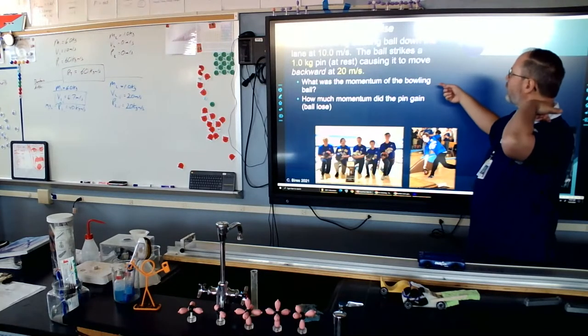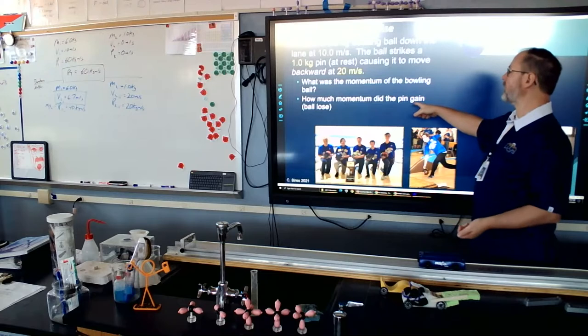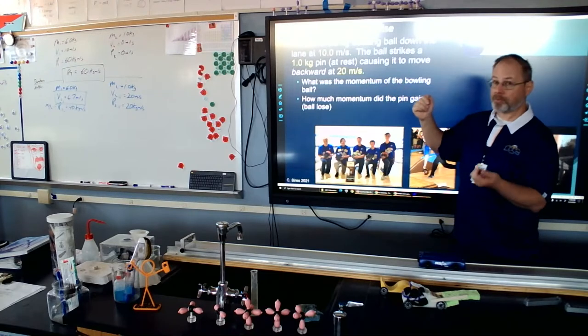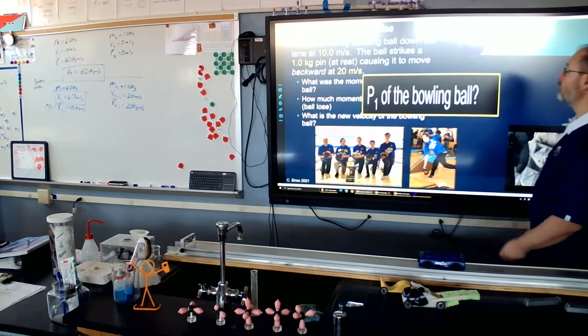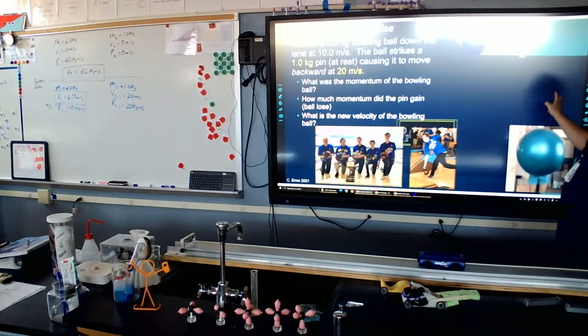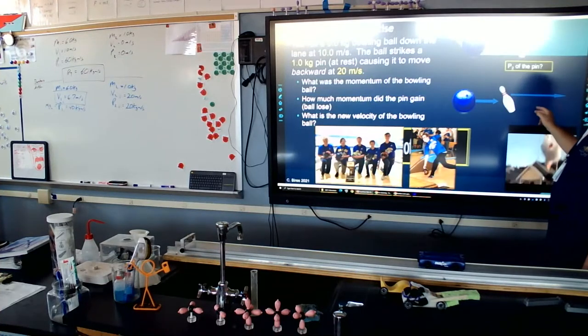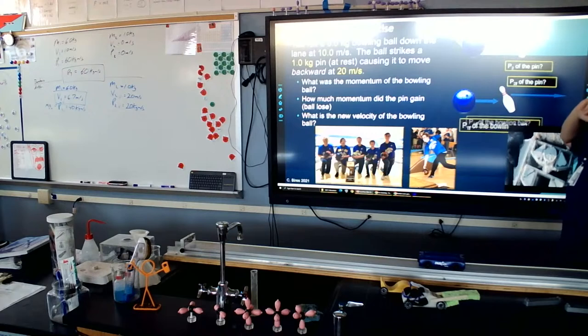So, momentum of the bowling ball, 20. How much momentum did the pin gain? 20. The ball lost 20. And then we can determine the new velocity of the bowling ball by just figuring out how much momentum it lost.